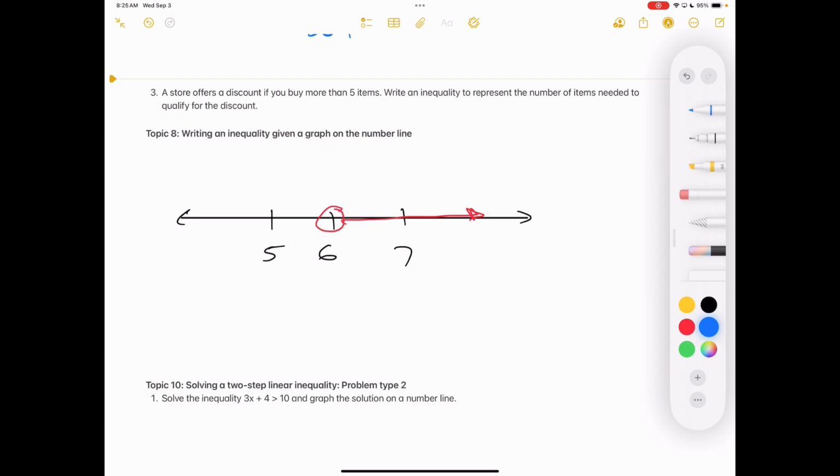This is kind of back to something easy, I feel like. Writing an inequality given a graph on the number line. So this would be what? X is greater than 6. Right? It's just greater than because it's an open circle. It's greater than because it's going to the right. It's going to bigger numbers.